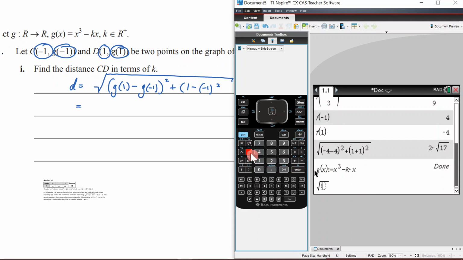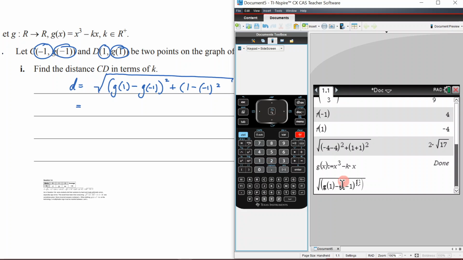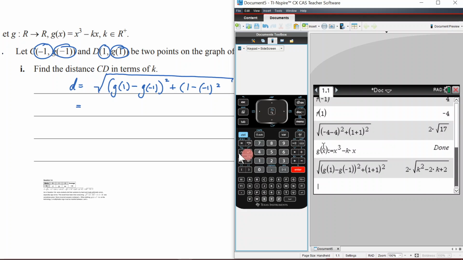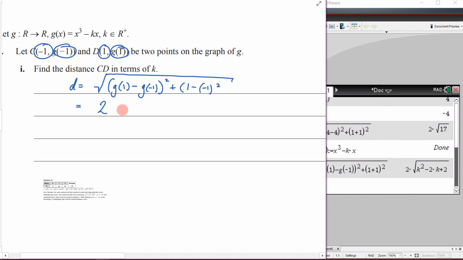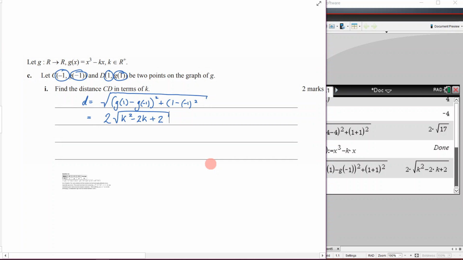So control this to get the square root up, and I'm going to go G of 1, close brackets, subtract G of negative 1, square it. Sorry, make sure you've got that at the right spot. We're squaring the whole thing there. And now I'm going to plus, this is going to be 1 plus 1, and I'm squaring that as well. And that's what our answer is going to be. Our answer is going to be 2 the square root of k squared minus 2k plus 2. That is our answer. How many marks is this? This is a 2 marker.